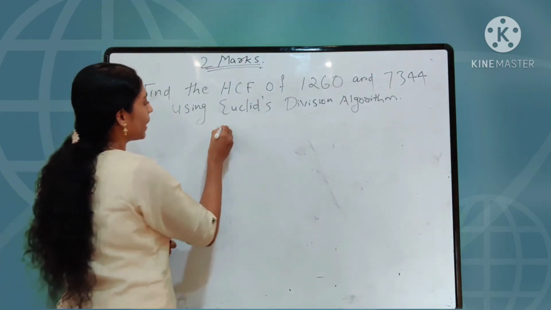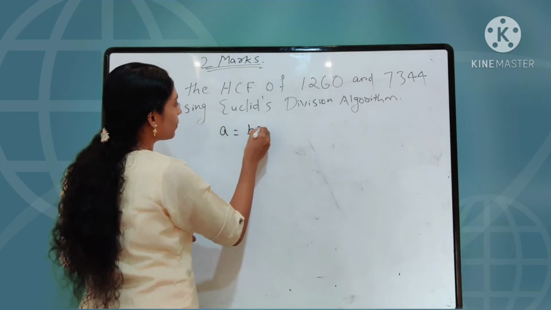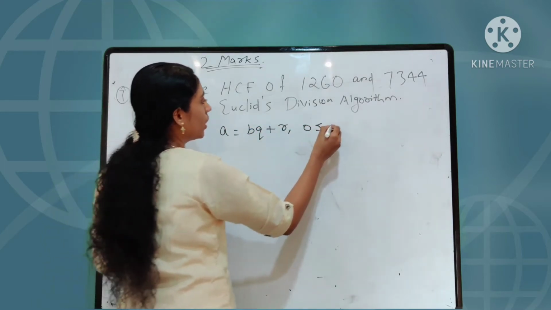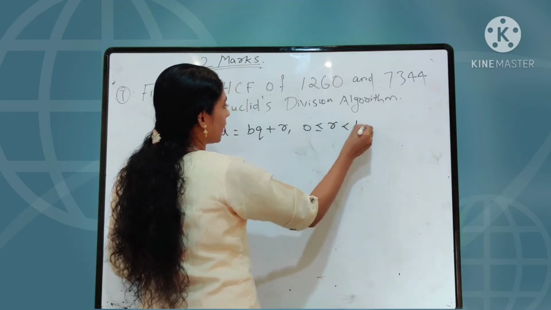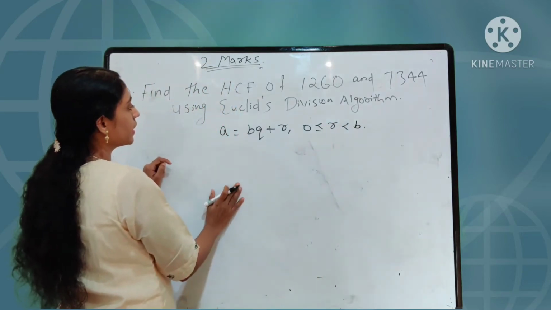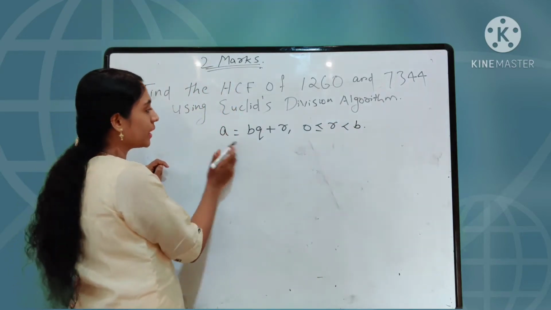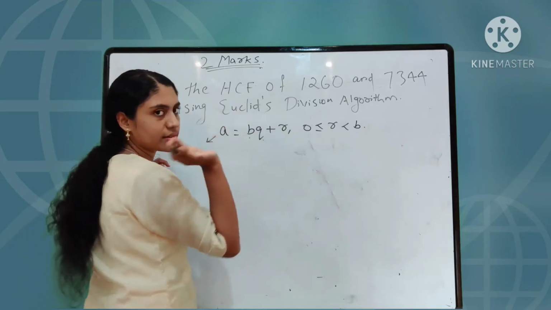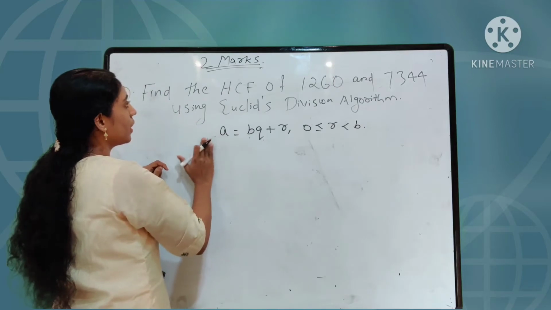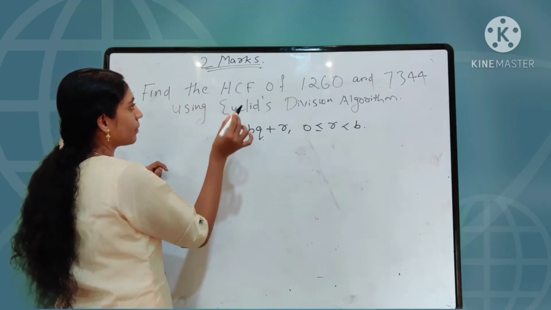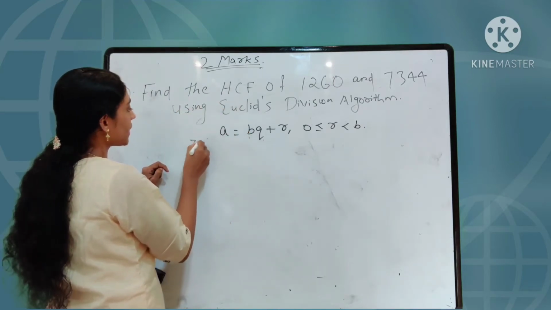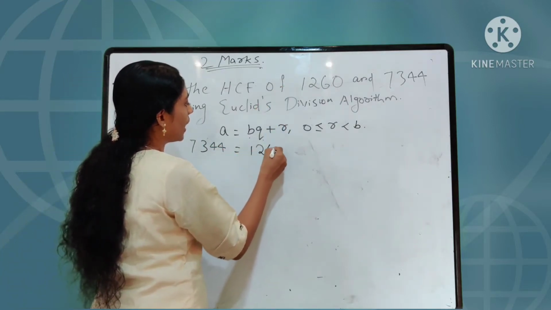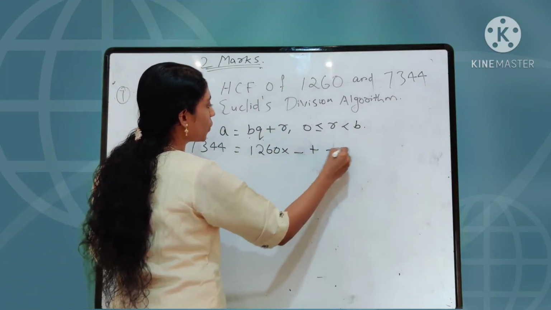We know the formula, Euclid's lemma, a is equal to bq plus r, for 0 less than or equal to r less than b, right? And here, what is a and what is b? Here, a is dividend, b is divisor, that you all know. q is quotient and r is remainder. Here we are solving only the question, that is a can be taken as the largest number. So 7344 is equal to, b is 1260, and you have to find what is quotient and what is remainder, right?